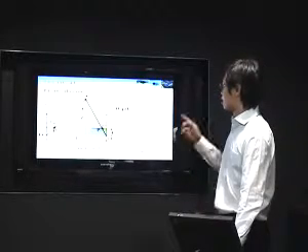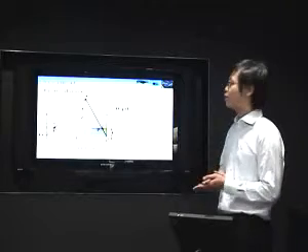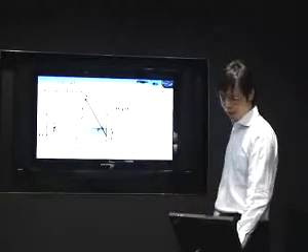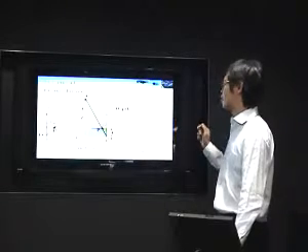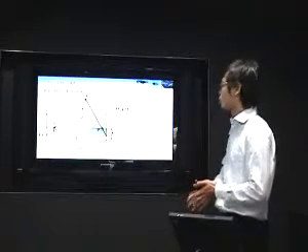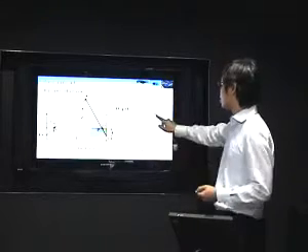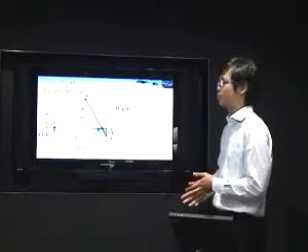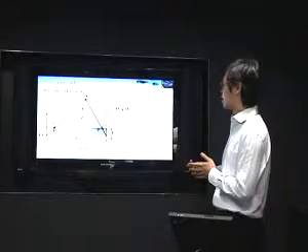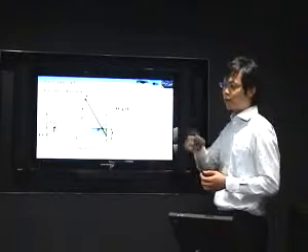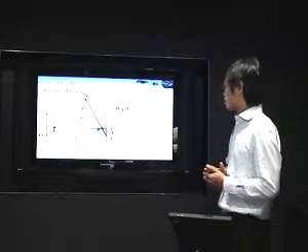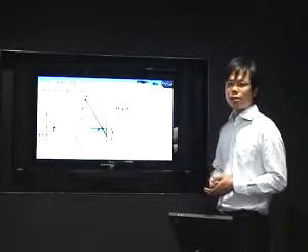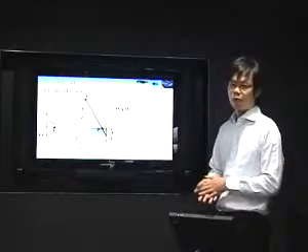So the depth Z can be calculated by equation 1, here. T represents the distance between the two cameras, and XR and XL represent the distances between the optic center and the projected points, P1 and P2. And F represents the focal length of the camera.